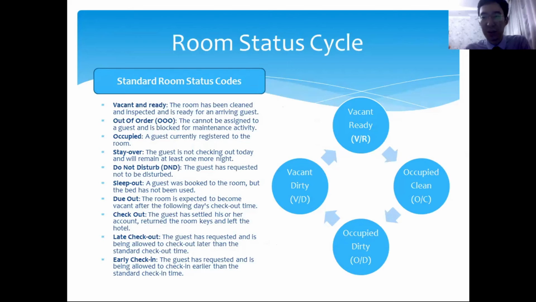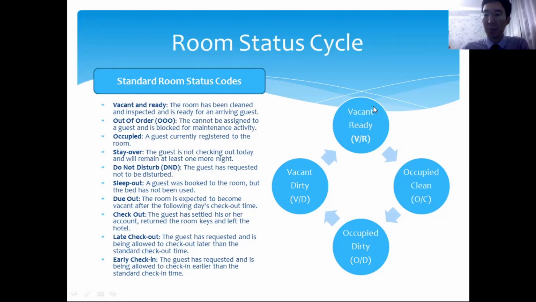So the housekeeping department, when it comes to the rooms, they have their own status codes, so they can be different. The regular ones consist of two letters, like VR, OC, OD, and VD. The first one is VR, which stands for vacant ready. Then we have occupied clean. Then we have occupied dirty and vacant dirty. So what do they mean?